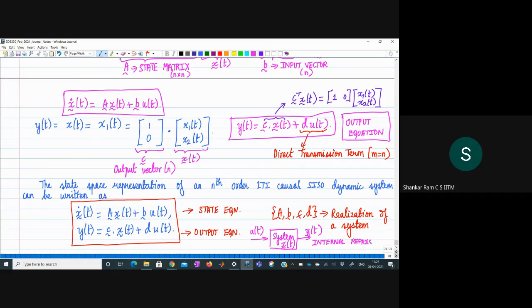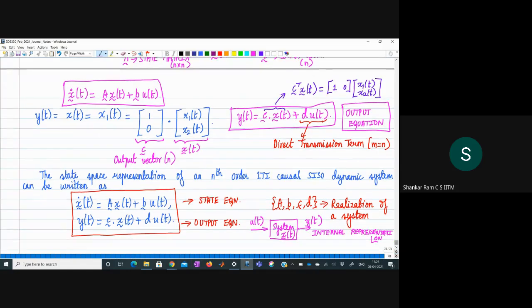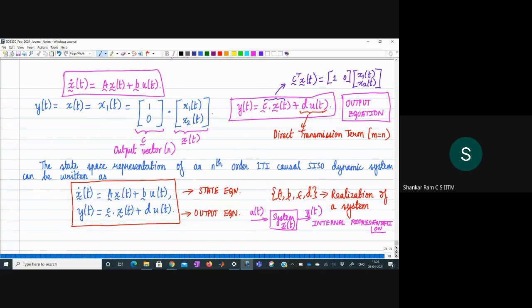So why is it called the internal representation? Because the output is related to the input through the state vector. For that reason, it is called the internal representation. On the other hand, in the transfer function representation, the output and the input are directly related to each other. So for that reason, it's called the external representation.